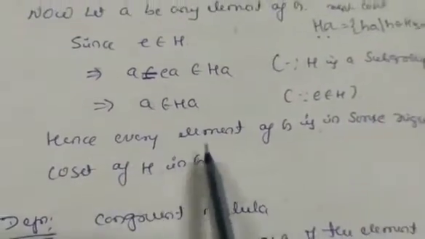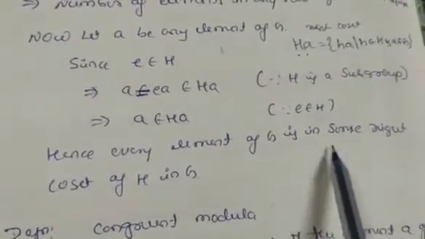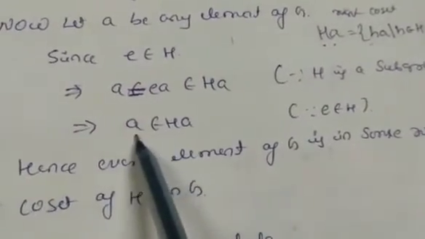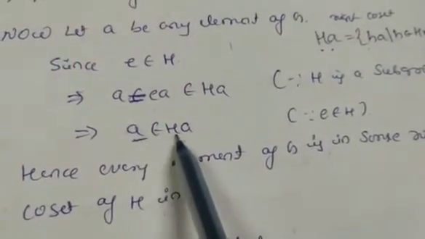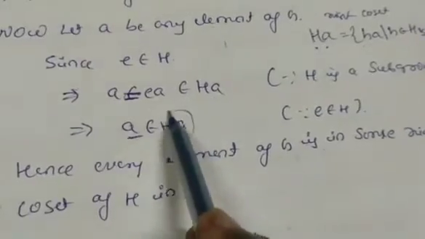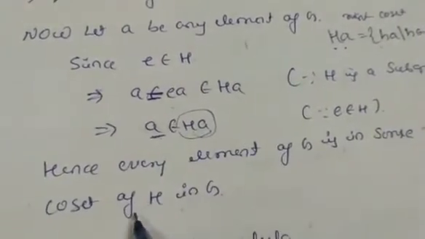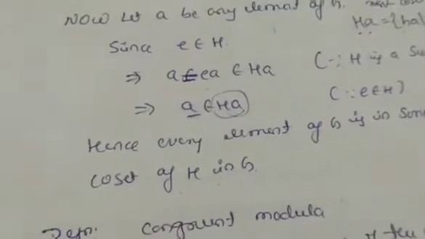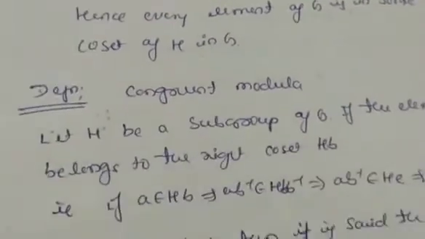Hence every element of G is in some right coset of H in G. We know this a is an element of G, and therefore it belongs to Ha, which means every element of G is in some right coset of H in G. This is the proof of this theorem.